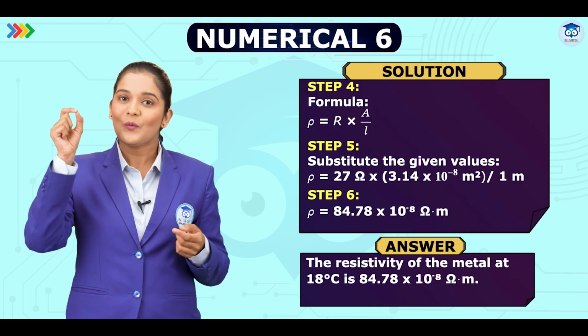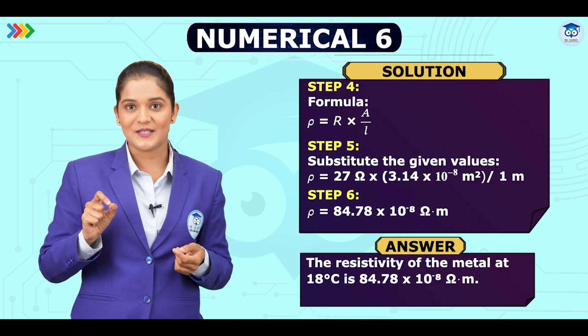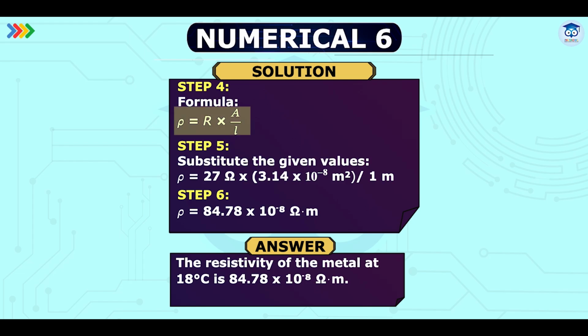Moving to step 4, we now use the formula for resistivity. The formula is rho is equal to R multiplied by A divided by L, where rho is resistivity, R is resistance, A is area and L is length. In step 5, we substitute the values into the formula. Resistivity denoted by rho is equal to 27 ohms multiplied by 3.14 multiplied by 10 to the power of minus 8, all divided by 1 meter.